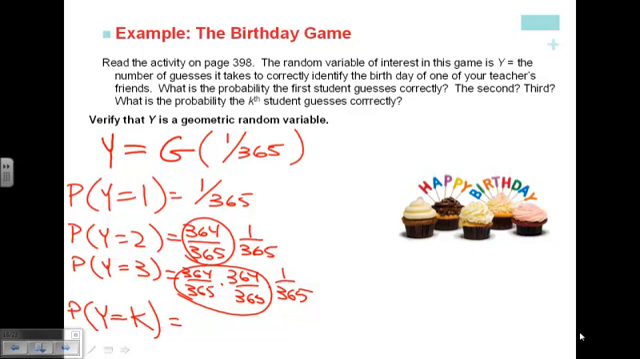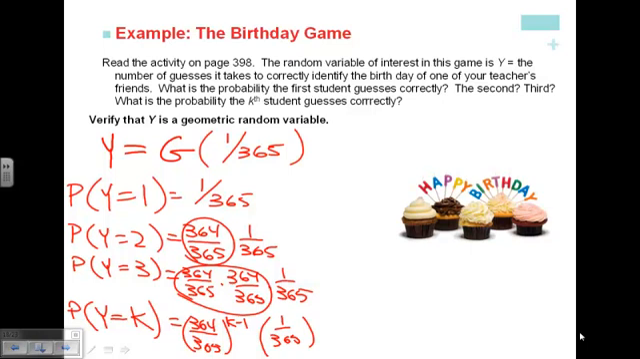Exactly right. 364 over 365 to the K minus 1. And then what happened right after those K minus 1 failures? We had a success. What's the probability of success in this case? 1 over 365. We have a general formula for finding the probability of having the first success on the kth try.